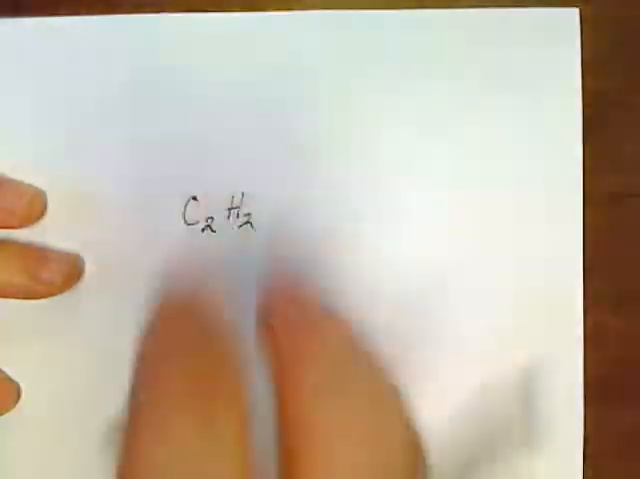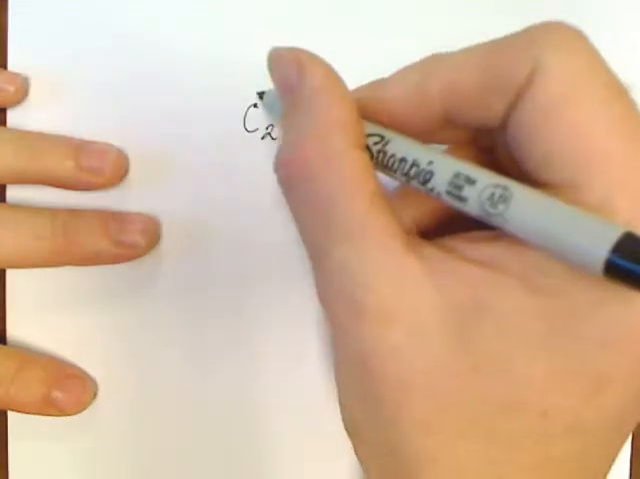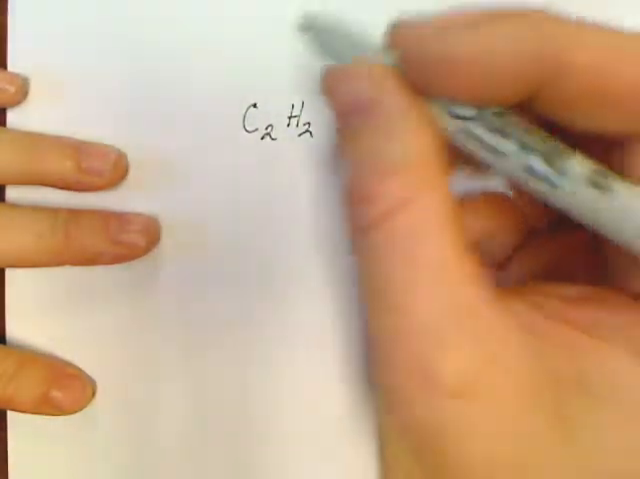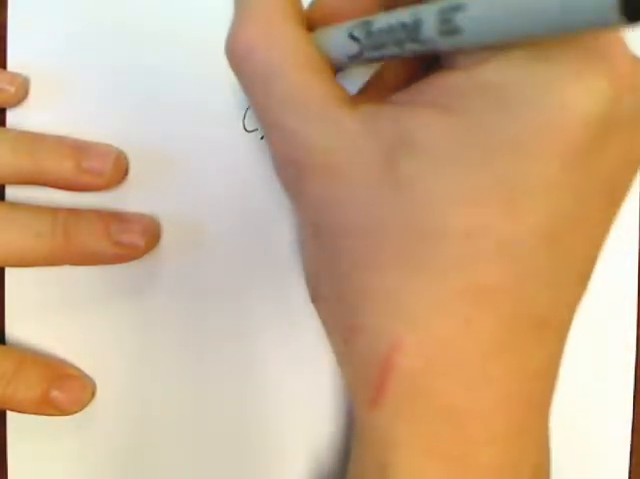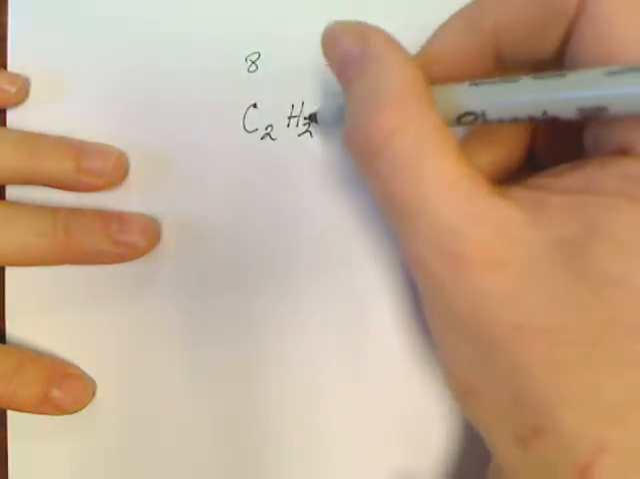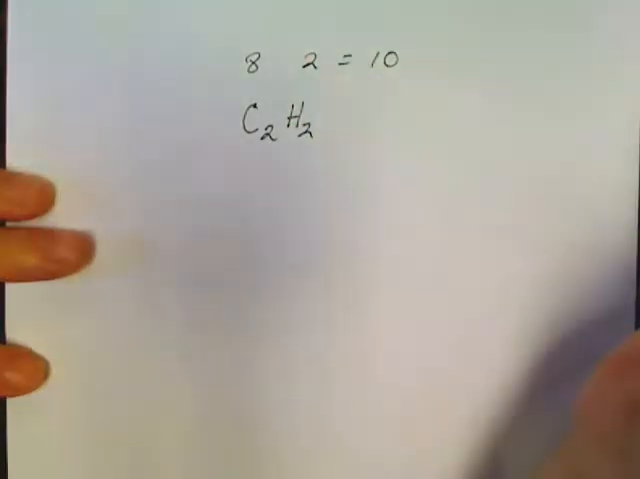C2H2. Now, as we go to do this one, I'm going to do my count first. Stop. Don't not count. It's very important. Carbon's got 4 times 2. That's 8. Hydrogen's got 1 valence times 2 is 2. Gives us a total of 10 in this.